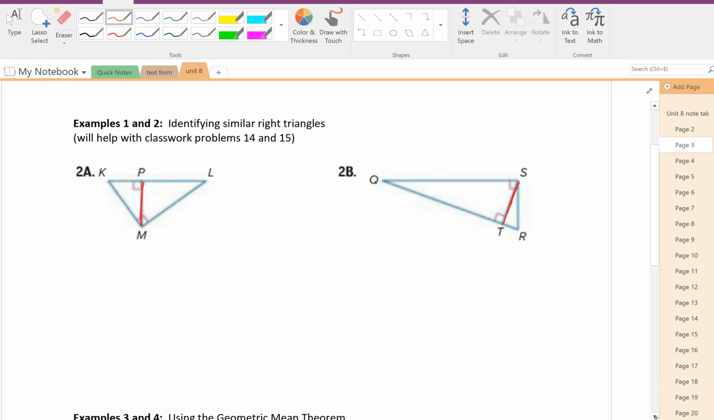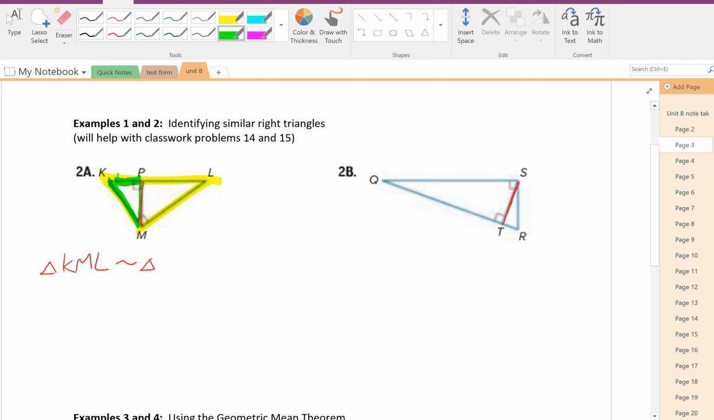So the way I would do this, I start with just the biggest triangle, the triangle that we start with here. And you can start with any letter you want. I'm just going to go left to right. So I'm going to say the original triangle is KML. And when I write a similarity statement, when I look at the two smaller triangles that I've created, I have to go in the same order, from point to point.